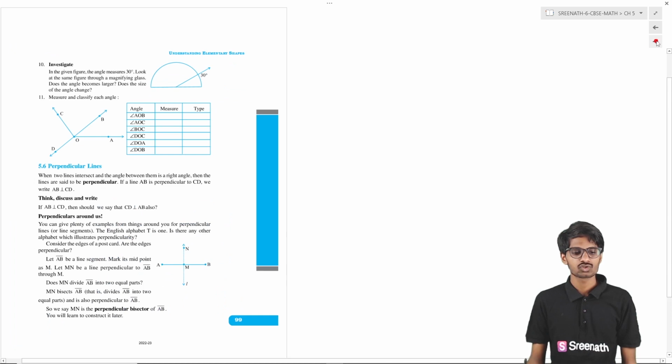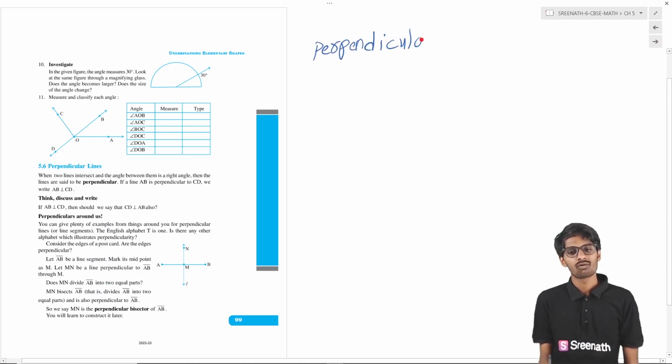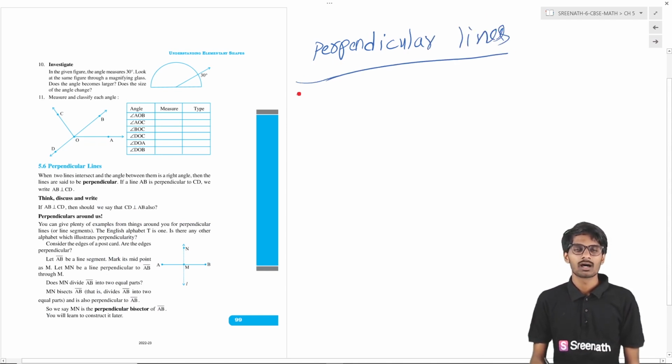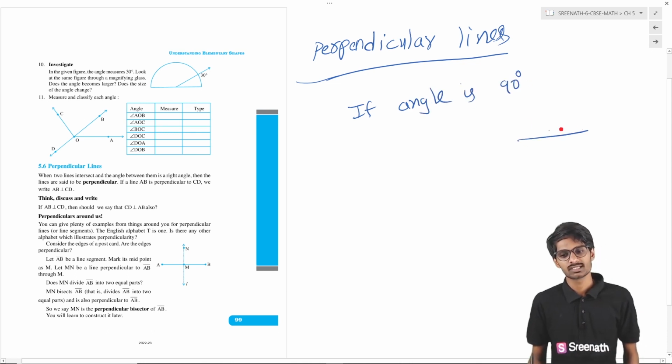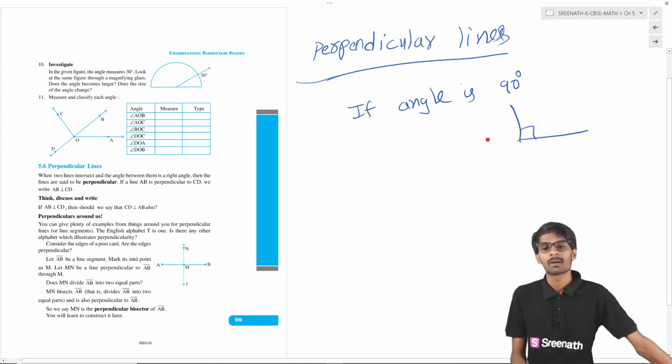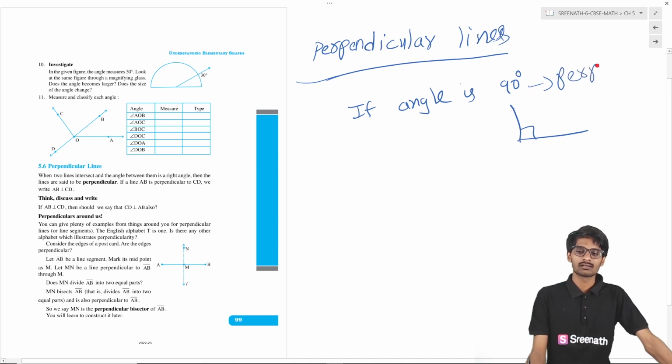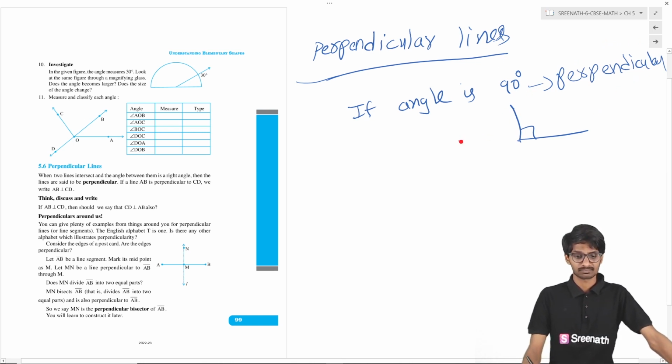So next thing is about perpendicular lines, students. So what are perpendicular lines? We know what lines are, what line segments are, and how to measure the angle between line segments. If the angle between two line segments is 90 degrees, then we say both line segments are perpendicular. Or if the angle between two lines is 90 degrees, then we say it has perpendicular lines, students.